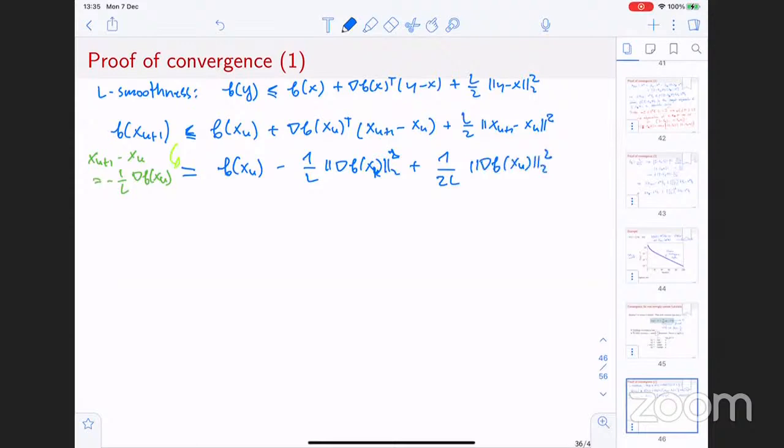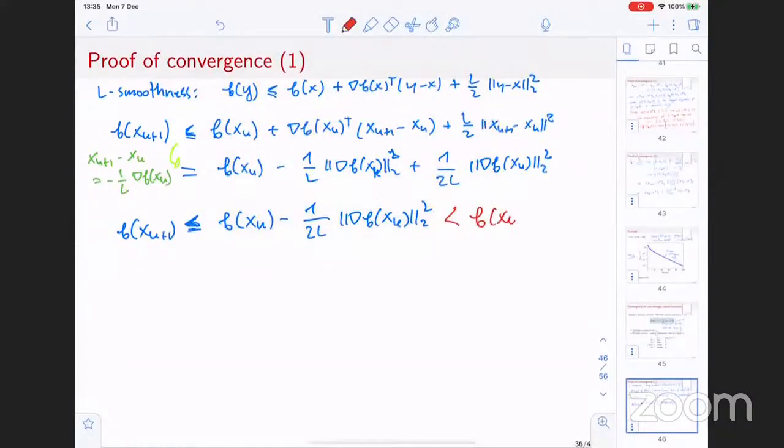If you combine everything together, you get f of xk minus 1 over 2L times the norm of the gradient of f at xk squared. So what I have shown is that f of xk plus 1 is less than this. Already we can see a certain consequence: this is strictly less than f of xk. So this means that gradient descent is a descent method.